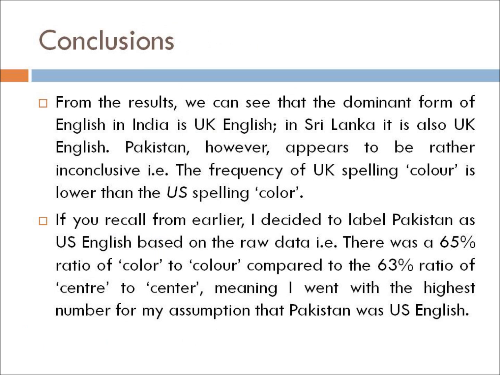So from the results we can see that the dominant form of English in India is UK English. In Sri Lanka it's also UK English. However, Pakistan appears to be inconclusive. That is, the frequency of UK spelling colour is lower than the US spelling colour. Earlier, I decided to label Pakistan as US English based on the raw data. This was because there was a 65% ratio of US colour to UK colour, compared to the 63% ratio of UK centre to US centre. This meant that I went with the highest number when I assumed that Pakistan was US English.